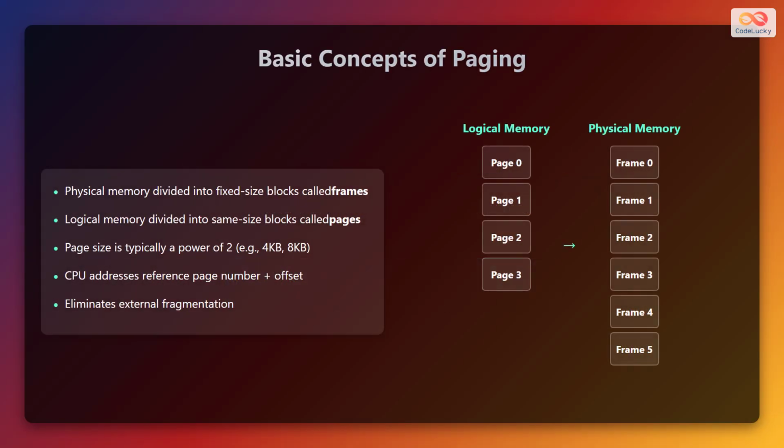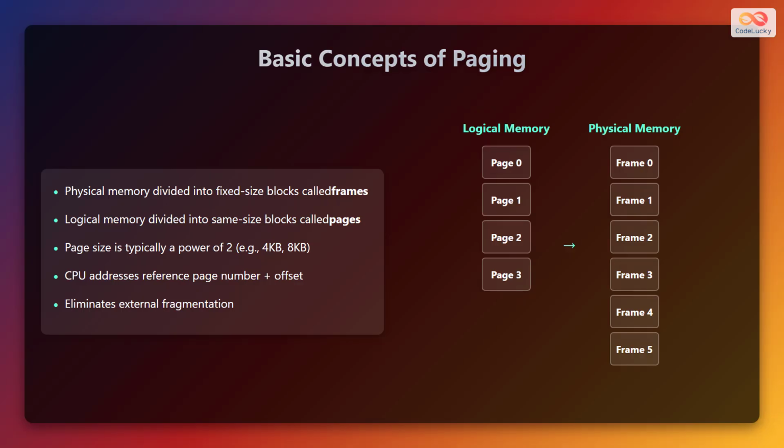Let's dive into the basic concepts of paging. First, physical memory is divided into fixed-size blocks called frames. Think of these as equally sized containers in your computer's RAM. Next, logical memory, which is the memory as seen by a process, is also divided into blocks of the same size, and these are called pages. The size of a page is typically a power of 2. Common sizes are like 4 kilobytes or 8 kilobytes.